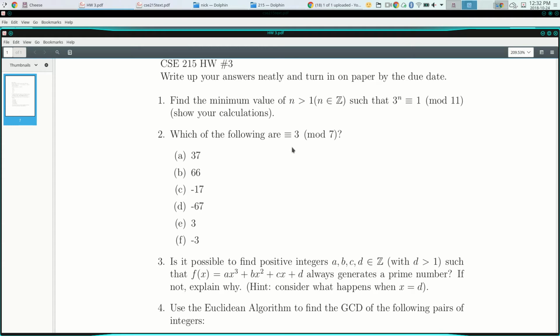So question 1, find the minimum value of n bigger than 1 such that 3 to the n is congruent to 1 mod 11. So who came up with an answer for this that you remember because you already turned it in? So what did you get for an answer? 5. Cool. I like the consensus. That's good. So how did you find that? Brute force.